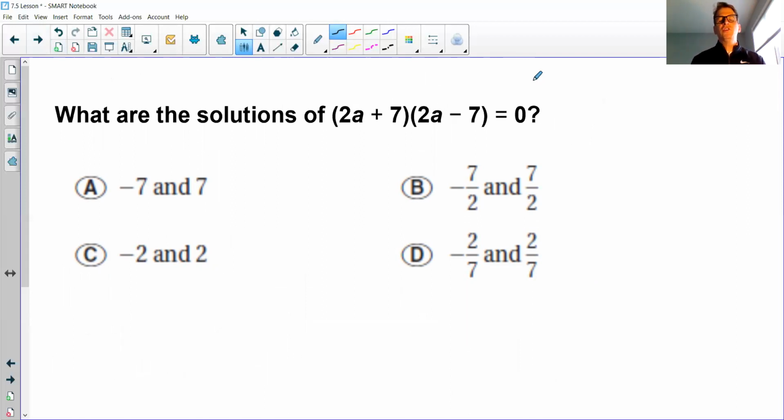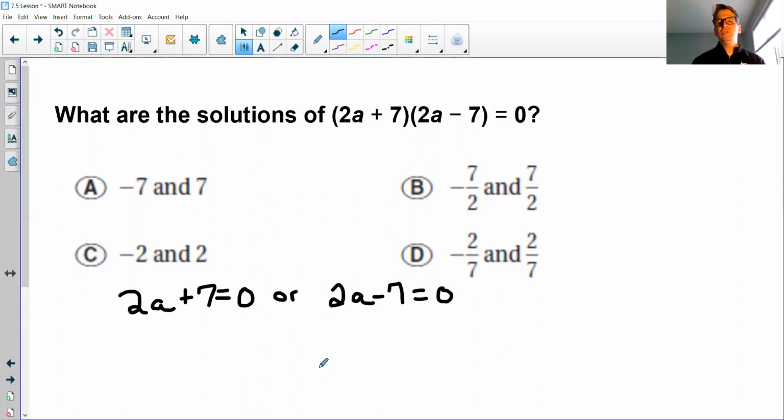Okay, number 2, solve a polynomial equation. What are the solutions of 2a plus 7 quantity times 2a minus 7 equal to 0? If we're going to solve this, you've got one factor here, 2a plus 7, and that's equal to 0. Or, you have to think again: now it's two factors multiplied by each other, and it's equal to 0. So one of them has to be 0. 2a plus 7 or 2a minus 7 equals 0.